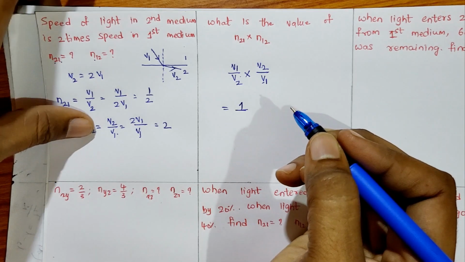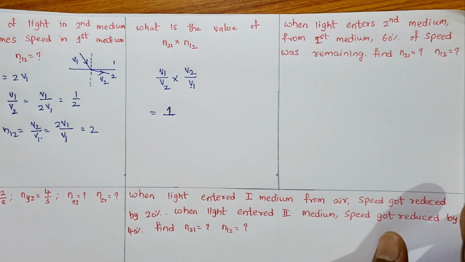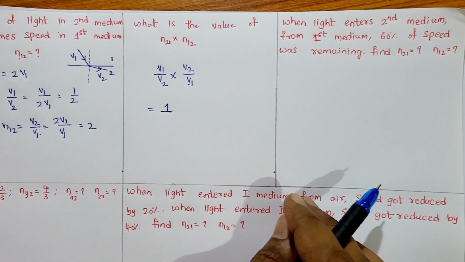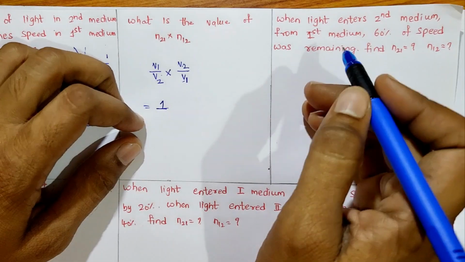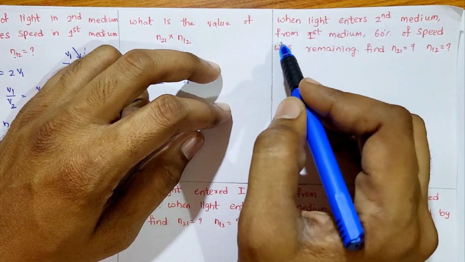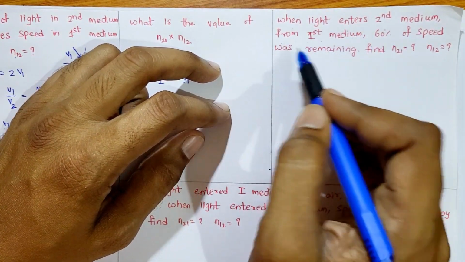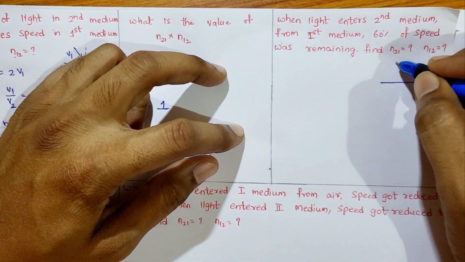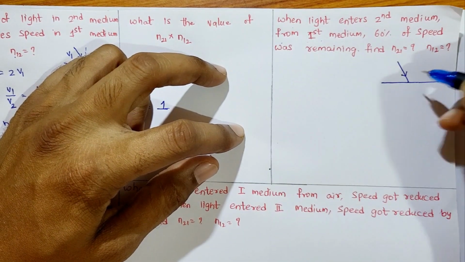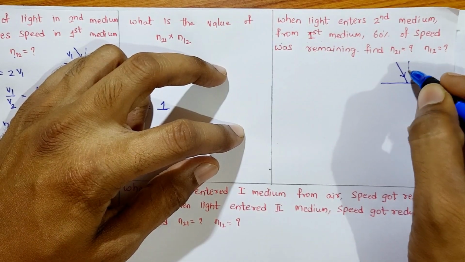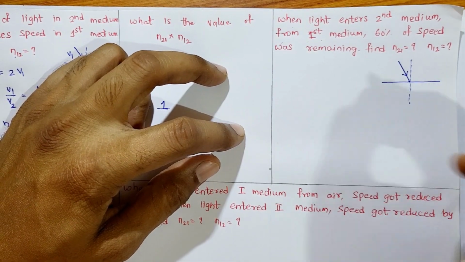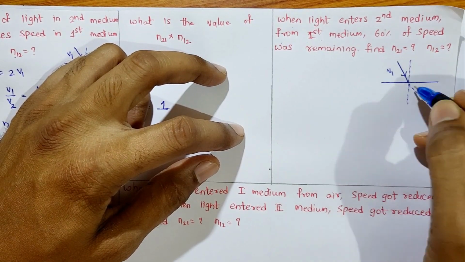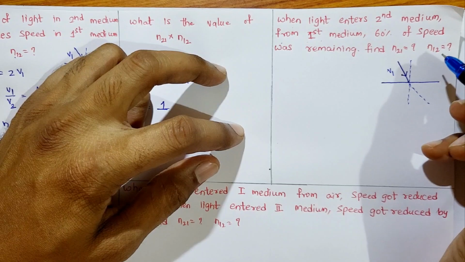Okay. Next question. A bit complicated questions will start from now. These three questions are ones that you need to think about at least. So now, when light enters second medium from first medium, 60% of speed was remaining. Means when light enters from first medium to second medium, this is the first medium you imagine, and here this is V1, and 60% only remaining means speed got reduced.